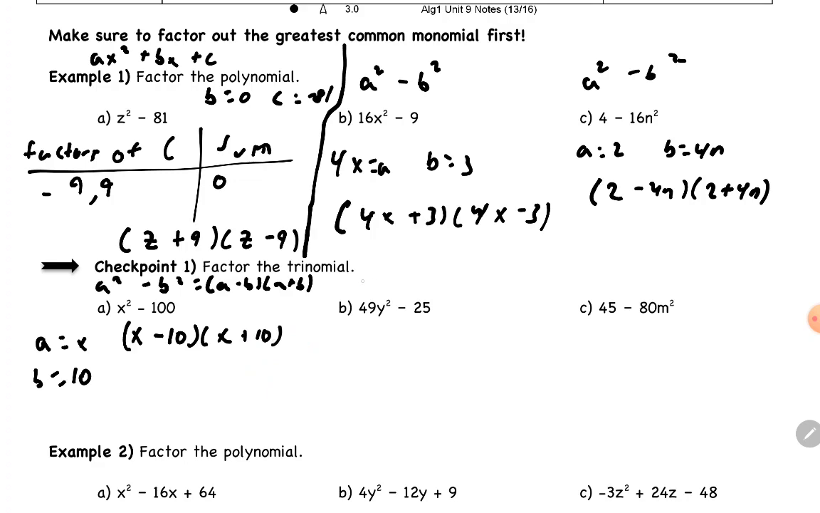Okay. So the square root of 49y squared is 7y, or the square root of y squared is y, and the square root of 49 is 7. The square root of 25 is 5. So we're going to do 7y plus 5, 7y minus 5. And that's our answer.